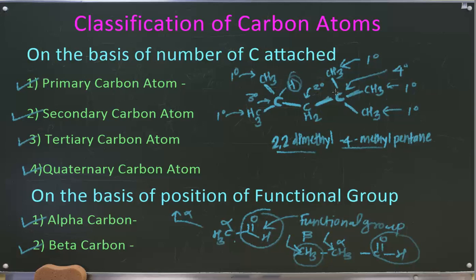Quaternary hydrogen is not possible since the quaternary carbon is attached to four different carbon atoms, so it cannot have hydrogen. Therefore, quaternary hydrogen is not possible.